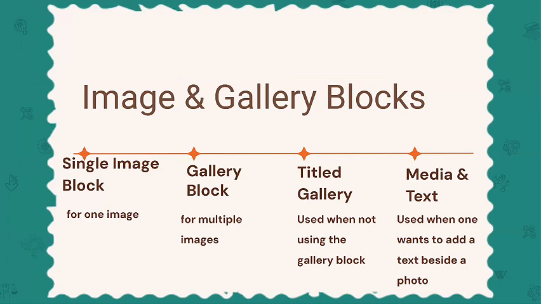Then we have the tiled gallery. This is used when you're not making use of the gallery block. Maybe you want to add four images at once, so anybody reading through will just see the four images instead of flipping through the way you do on your phone. And we also have the media and text block, which is used when you add text beside a photo, so you want the reader to see the image and also read why you're adding that particular image.